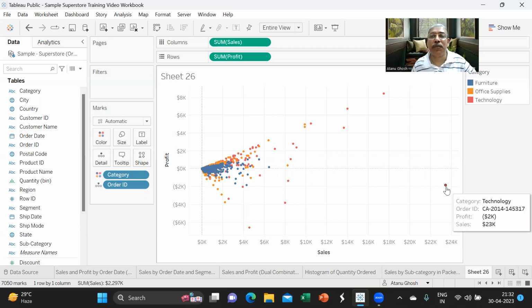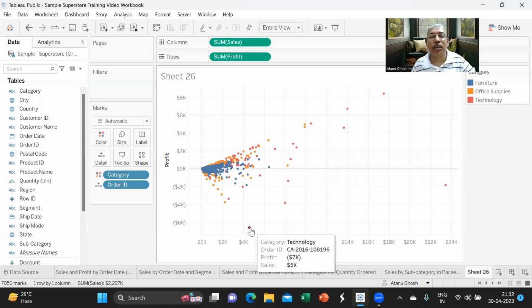So maybe we want to investigate what was the compulsion that such a high value of sales was made with negative profit, or a loss. This guy is also interesting. Though the sales value is not very high, it's a huge loss, and we may want to investigate that. So you can see that when you create this kind of scatter plot, the exceptions come out very easily.